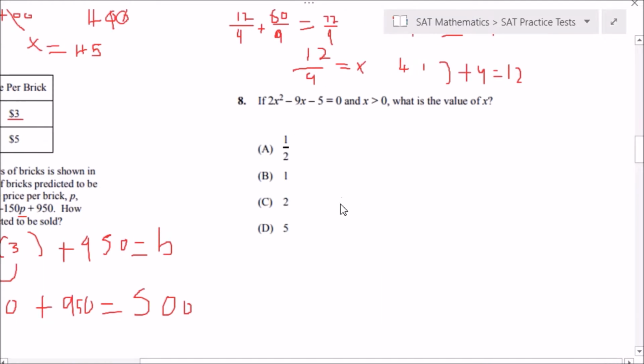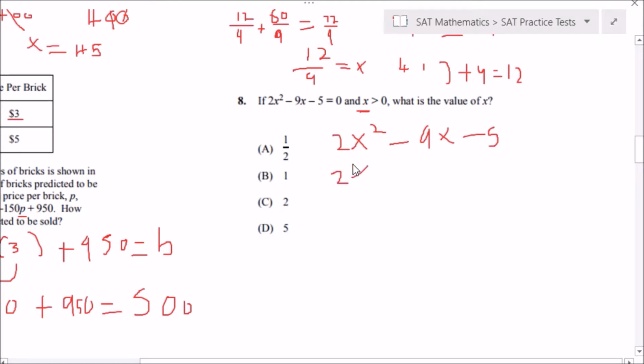Alright, 8. If 2x squared minus 9x minus 5 is equal to 0, and x is greater than 0, what is the value of x? So here we just have to find the zeros of the equation. Okay, 2x squared minus 9x minus 5.